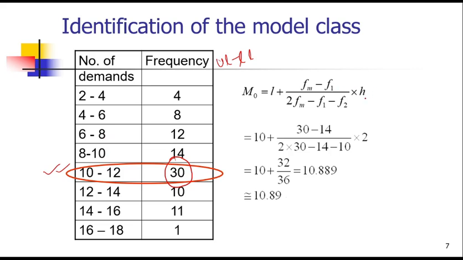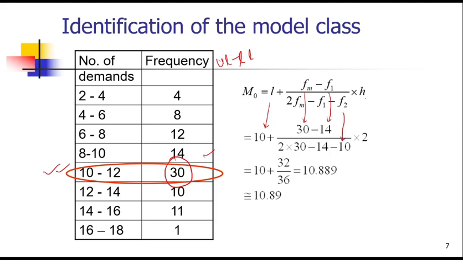H is always 2. Now we start replacing. L, lower limit of the class, so this is 10. FM, frequency of the modal class, so that is equal to 30. F1, frequency of the previous class, so the previous class is 14. So I am writing 14 here. And F2, frequency of the following class, the next class, so that is equal to 10.